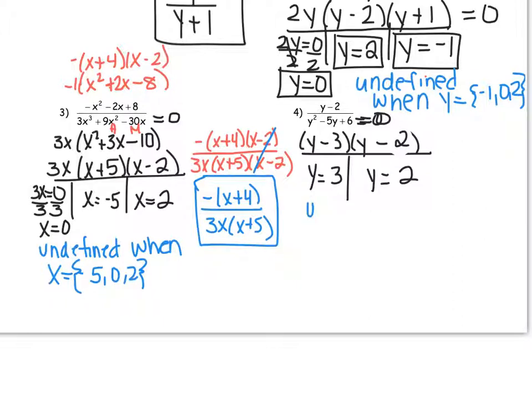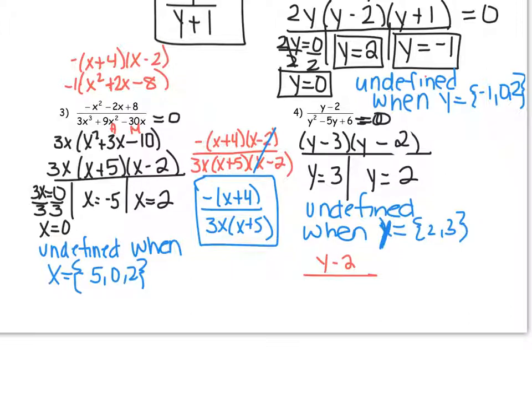So we can say undefined when y equals 2 and 3. Okay, so now if we want to factor or simplify this, I'm just going to write the numerator, y minus 2, over its factors, y minus 3, y minus 2. Okay, so now these y minus 2's cancel.